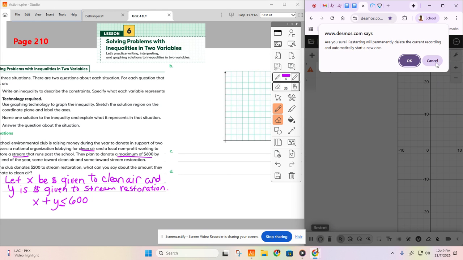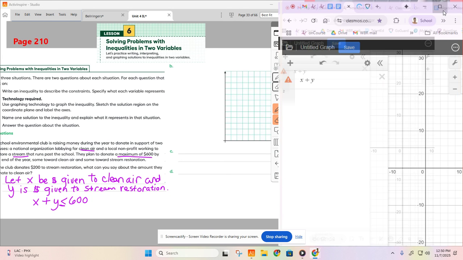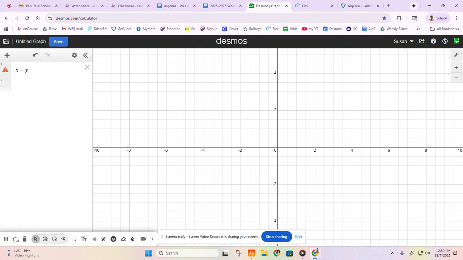Hold on, cancel. How do I move this? Hold on. Move this. It's not moving. Why is it not moving? You trying to move the whole thing? I'm trying to move my thing right here. Let's see if that worked.